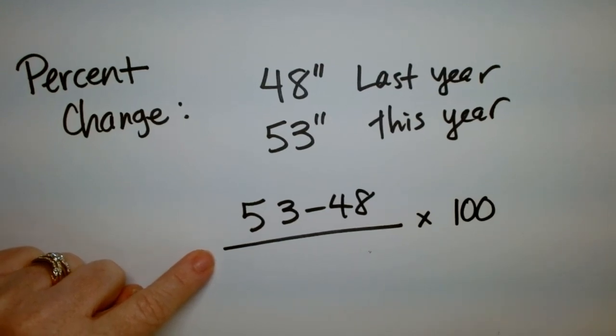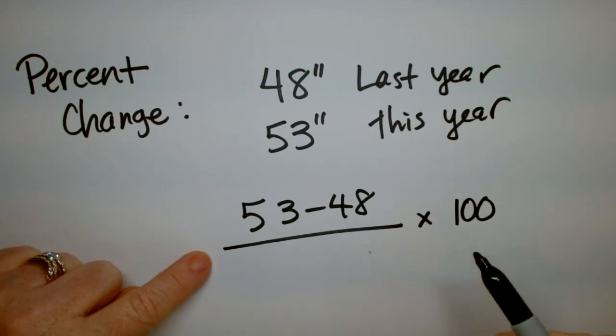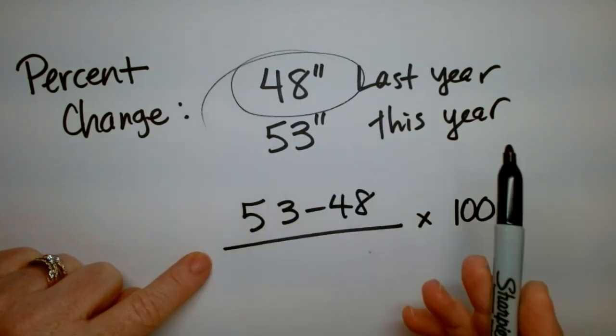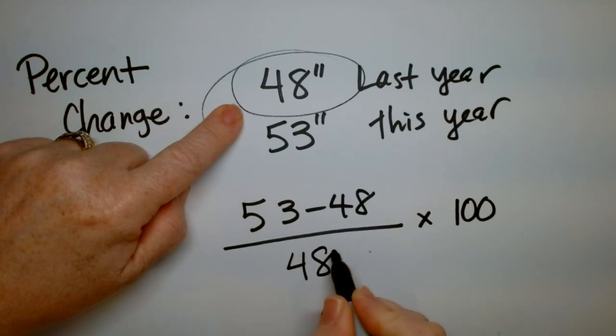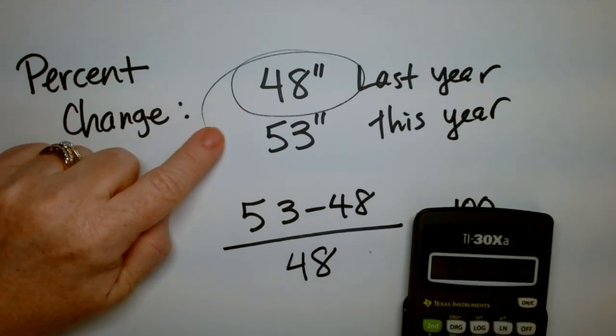This is the one half of my students at the university get wrong, by the way. I know exactly where to go to look for their errors. Yeah, the original, so 48. Okay, 53 minus 48 is 5, divided by 48, times 100.